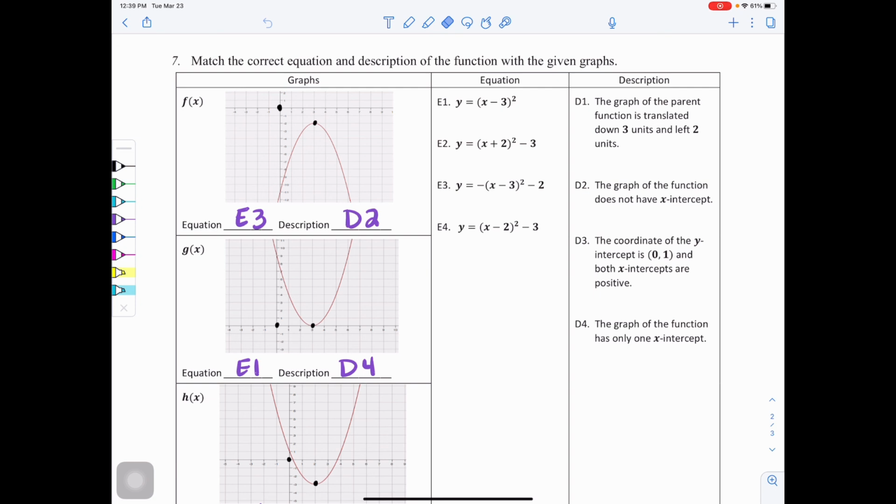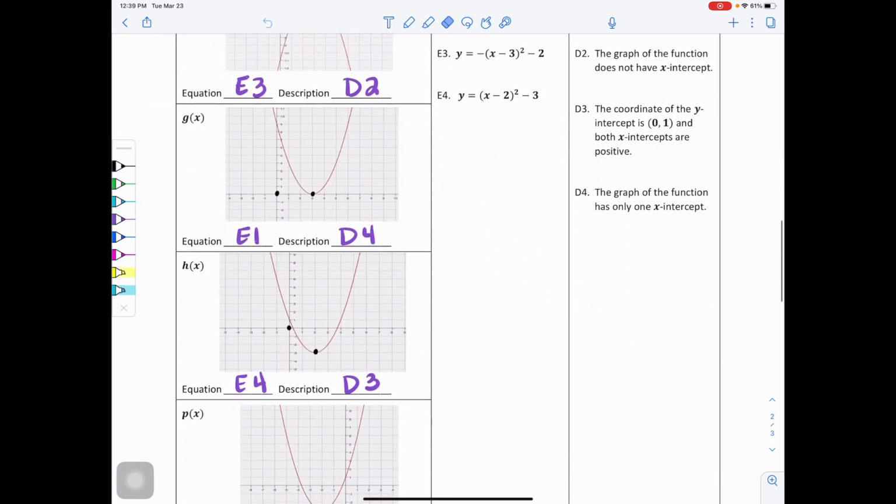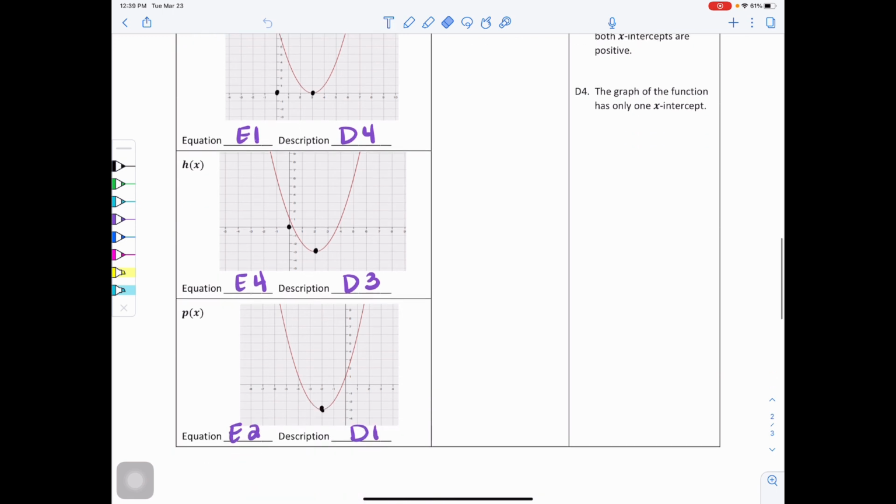F of x at the top there should be E3 and D2. G of x should be E1 and D4. H of x should be E4 and D3. And P of x should be E2 and D1. You can see that I found the critical point. I'll use h of x here. I know the original parent function x squared is at 0, 0, so you can see I marked it. And then I marked that critical point, which is the vertex again, in all my other functions to figure out where it went. Did it go up and left, down and right, etc.